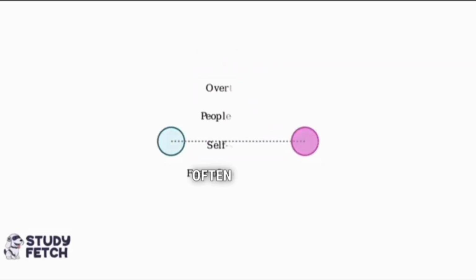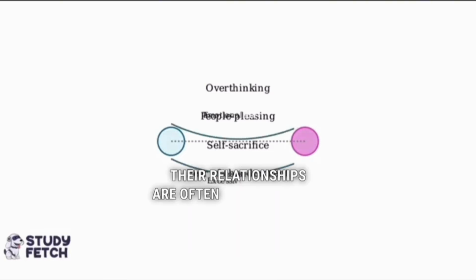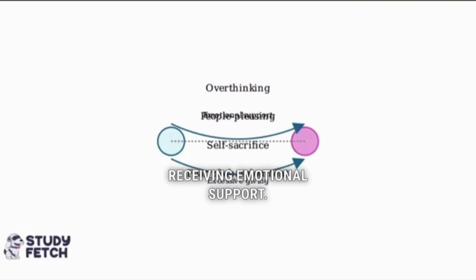In personal relationships, emotional guardians often engage in patterns of overthinking, people-pleasing, and self-sacrifice. Their relationships are often characterized by an imbalance of giving and receiving emotional support.